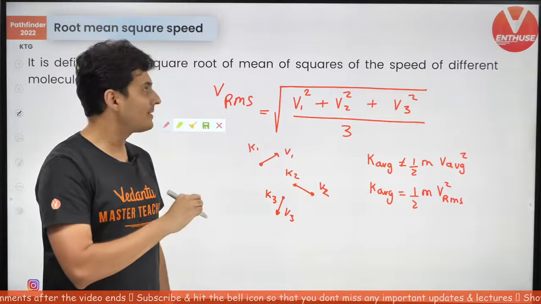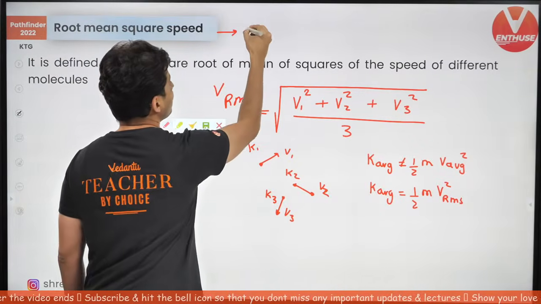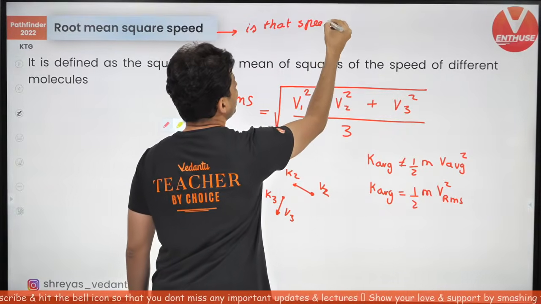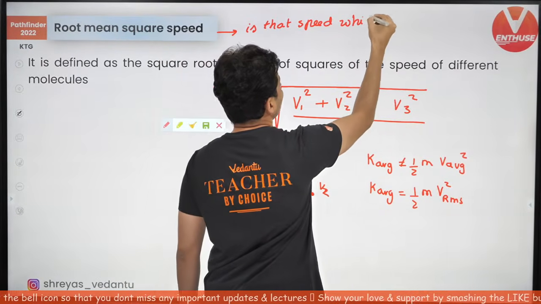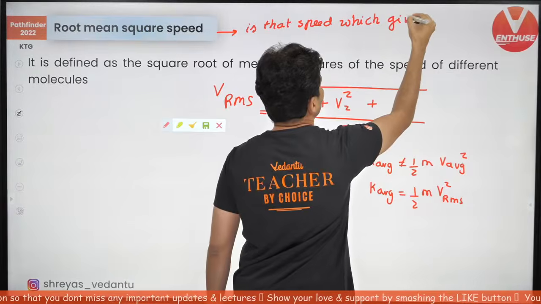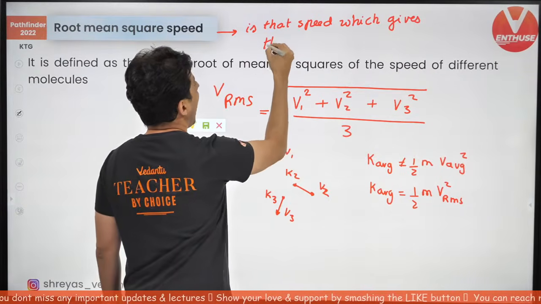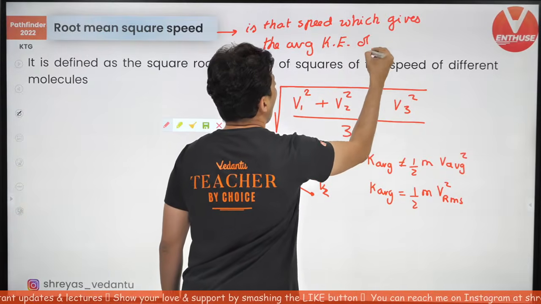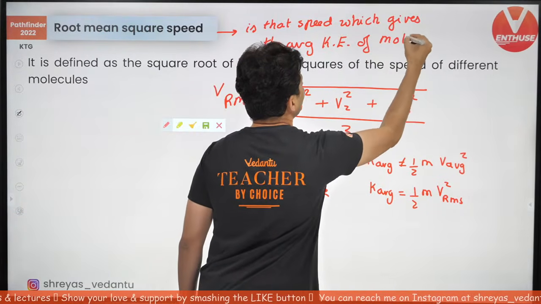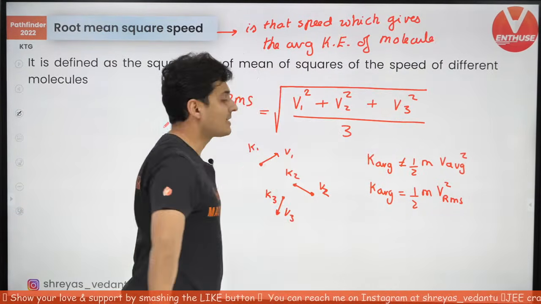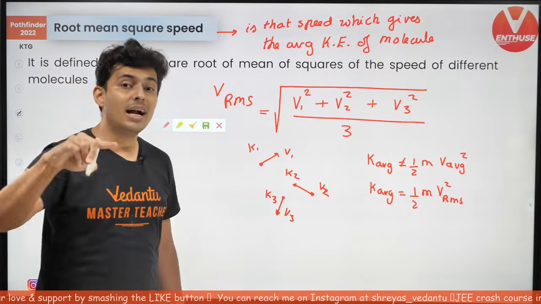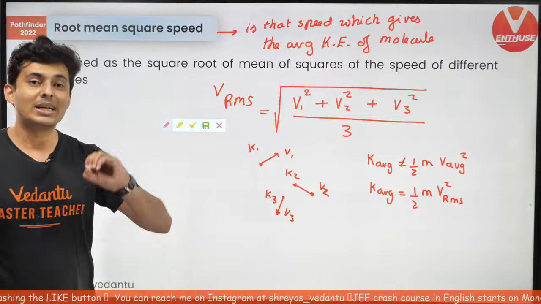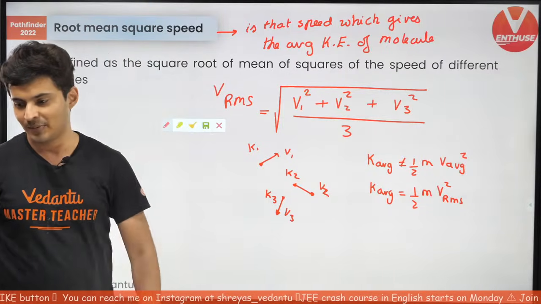So what is RMS? RMS speed is that speed which gives you the average kinetic energy of the molecule. Very, very important. What is RMS velocity? It is that speed which gives you the average kinetic energy of the molecule. That's why it is significant.